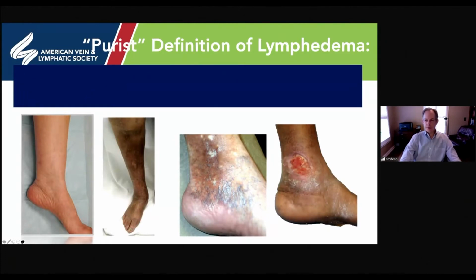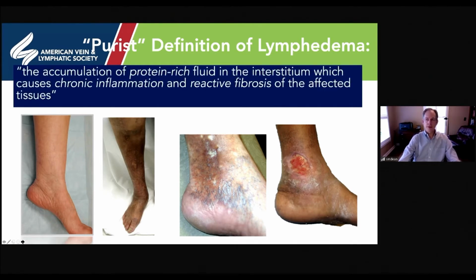Now, let's talk about the purest definition of what constitutes lymphedema and use that concept while examining these 4 limbs. Well, the purest definition would be the accumulation of protein-rich fluid in the interstitium, which causes chronic inflammation and reactive fibrosis of the affected tissues. So then that begets the question, when you have a patient that has C3 disease, as seen here, no significant fibroinflammatory changes that we can see, do they really have lymphedema, or is it simply lymphatic failure? And I think that's a valid point to discuss.